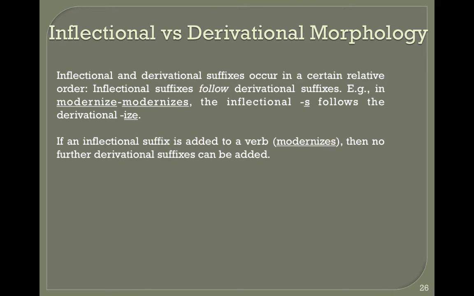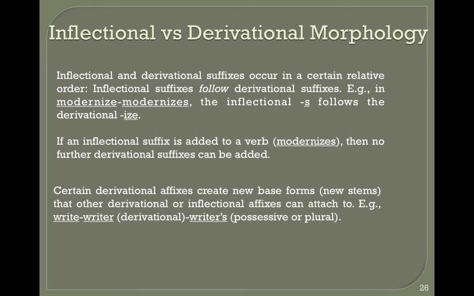And there's another rule operating for inflectional and derivational morphemes, and that's the order that they have to be added to a stem in. So inflectional suffixes always have to come after derivational ones. We can't say moderns eyes, we have to say modernizes. So once we get to that inflectional suffix, that's the one that has to be the very end, then we can't add anything else to it.